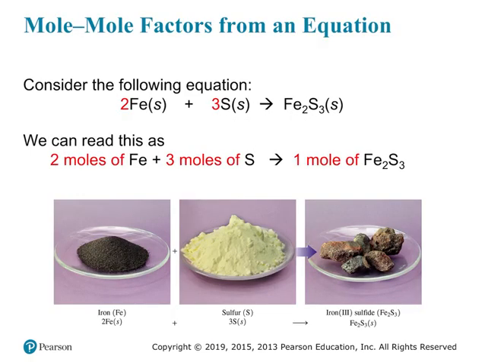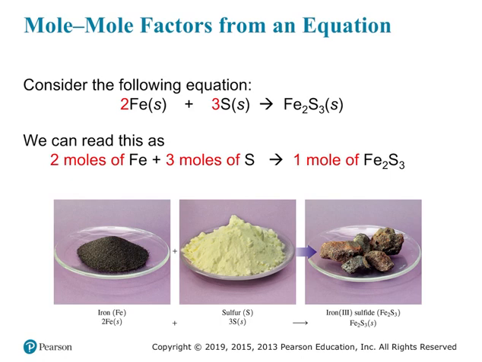All right, so let's go back to our iron 3 sulfide reaction. Now, initially we were saying, okay, two atoms of iron react with three atoms of sulfur to produce one compound, but we could also read that as two moles of iron react with three moles of sulfur to give one mole of iron 3 sulfide.